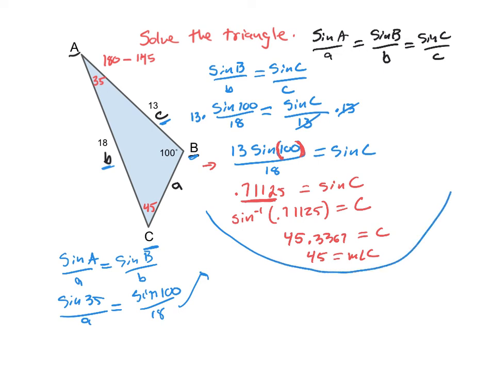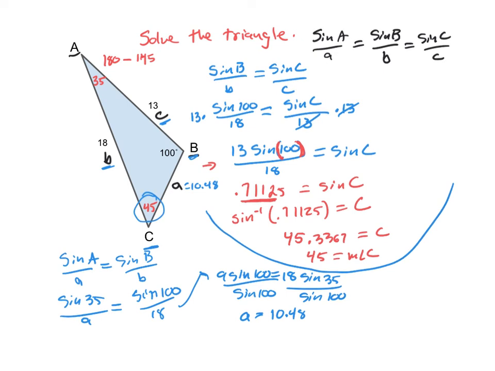Now let's cross multiply. If we cross multiply, we're going to get a times the sine of 100 is equal to 18 times the sine of 35, divide by the sine of 100, and we end up with a is equal to about 10.48. So now, in this one, we had to use the inverse sine because we had to find the measure of an angle first. So if you're only given one angle, eventually you're going to have to do the inverse sine in order to solve for the missing angle.